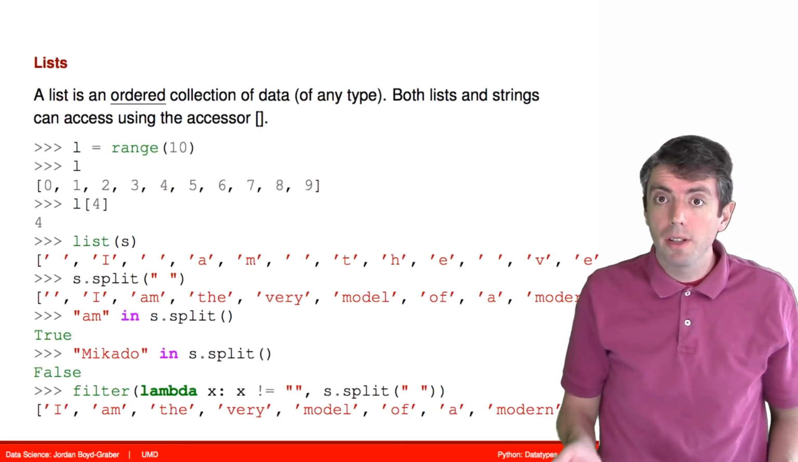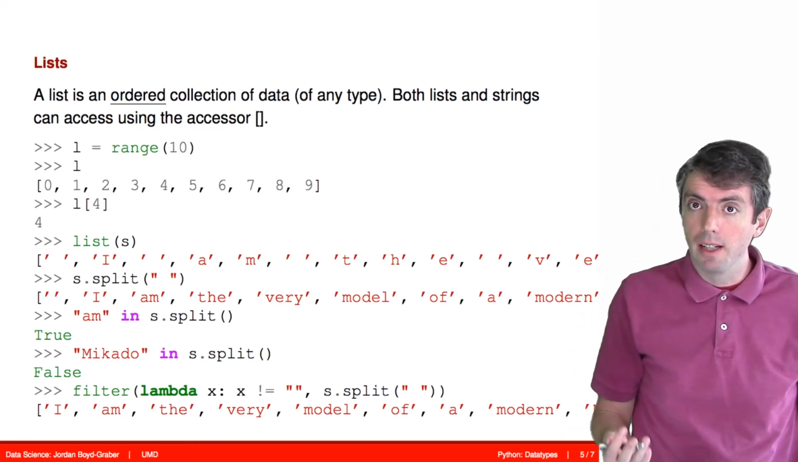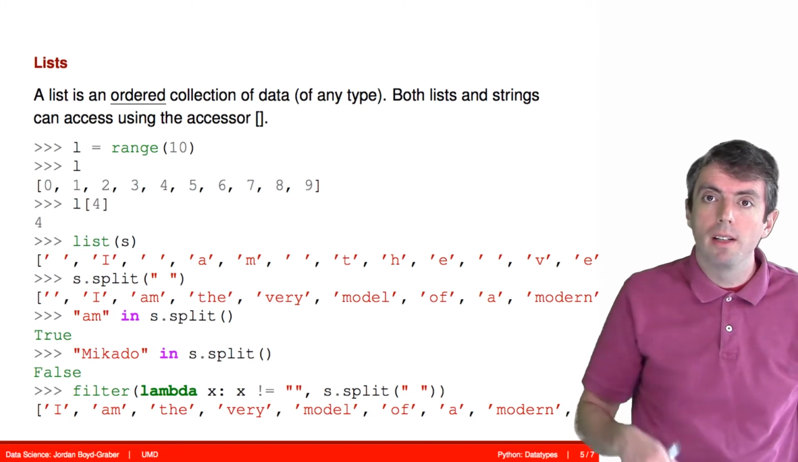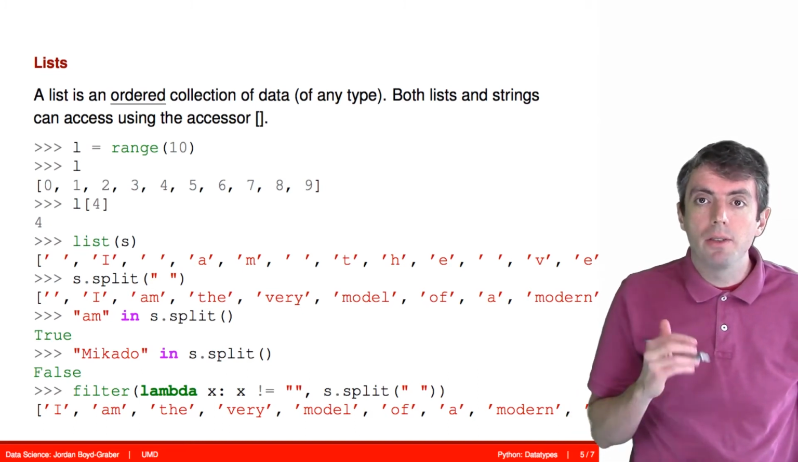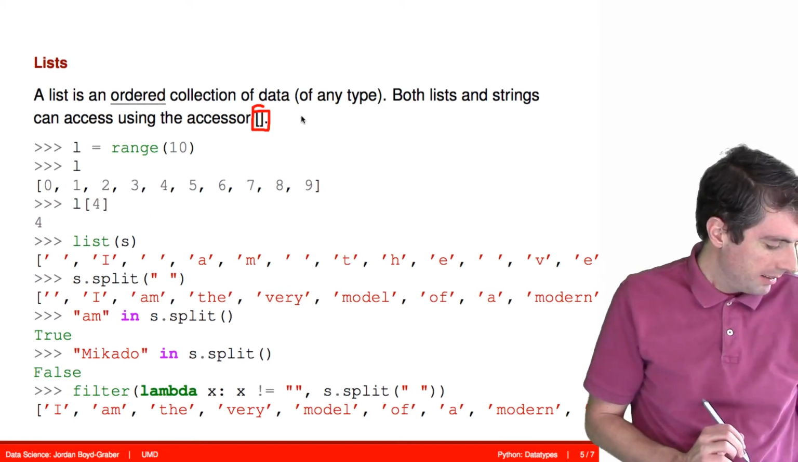Moving on from strings, let's now talk about lists. Lists are very similar to strings. Both are ordered collections of data, and you can access individual elements within them using square brackets.